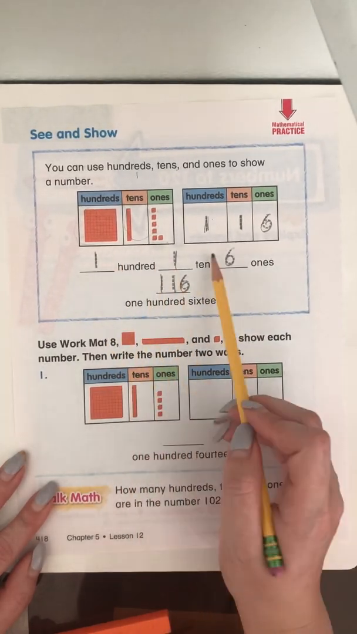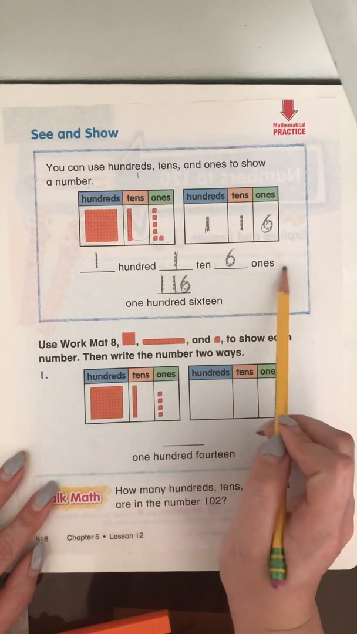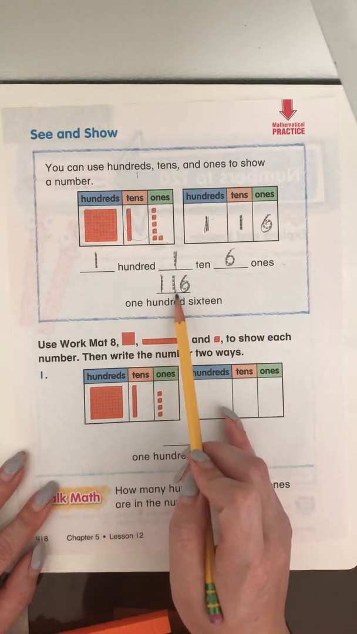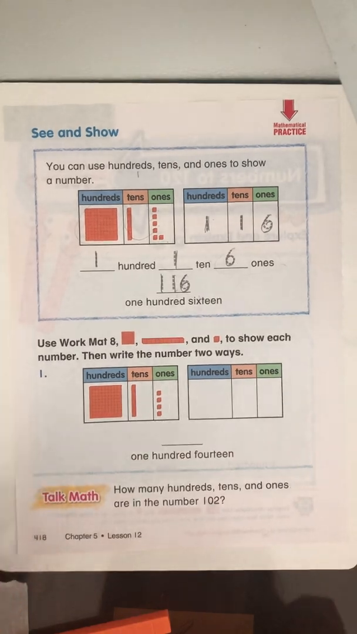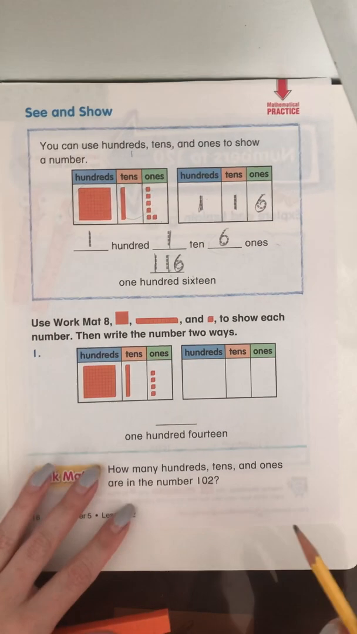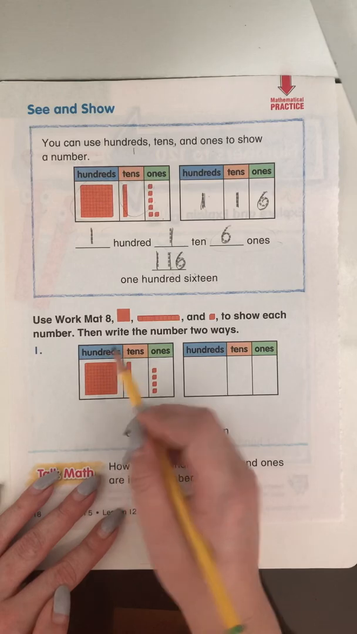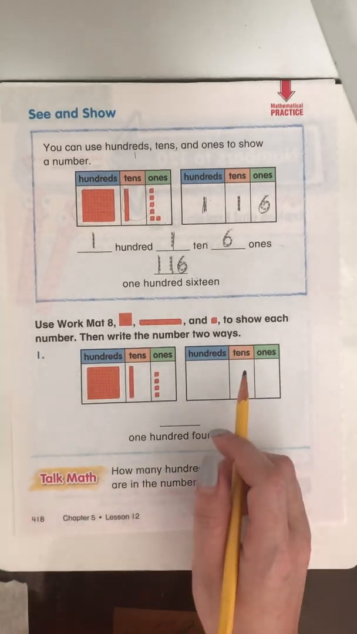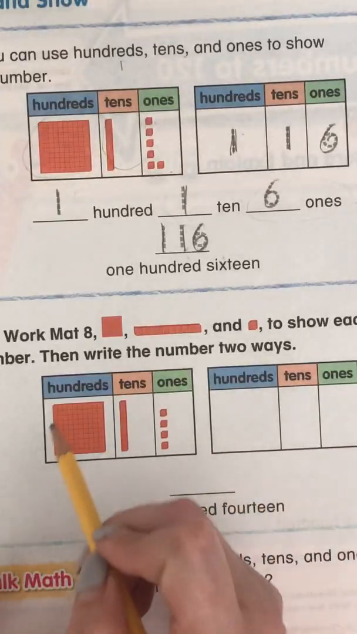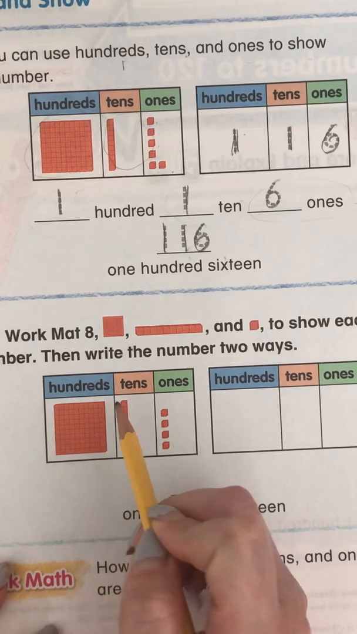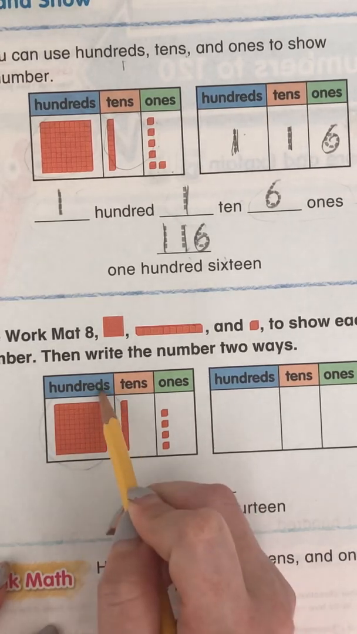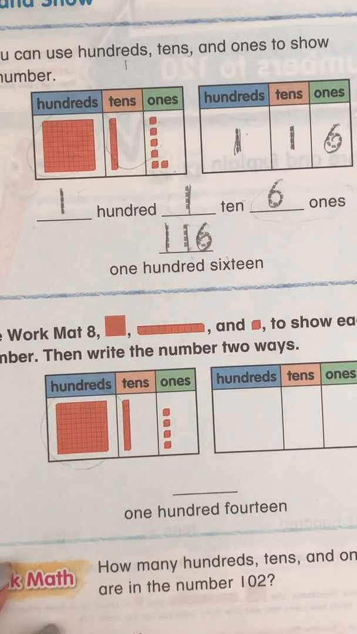One group of 100, one group of 10, and 6 ones makes 116. Let's go ahead and try number 1 together. Number 1 says, okay, we have how many groups of 100 do you see here? I'm not asking how many cubes do you see. We're not counting one by one. I'm asking you how many groups. How many groups are there?